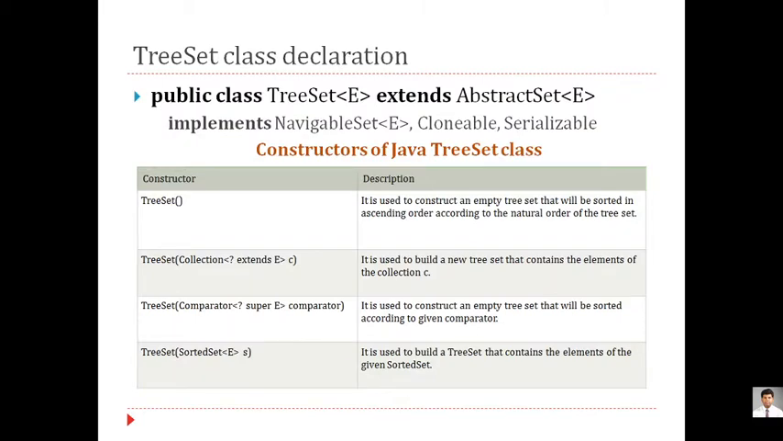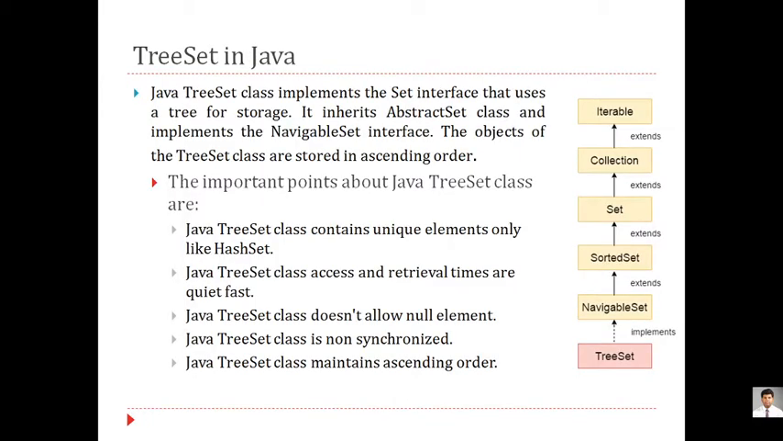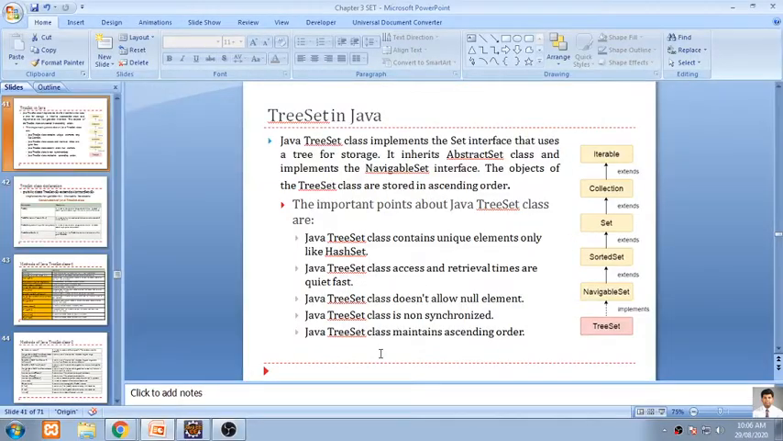So I think you are all clear with how to create an object of TreeSet and what exactly the hierarchy of TreeSet is as far as the Iterable and the Collection framework is concerned. So now we'll move to the programming.